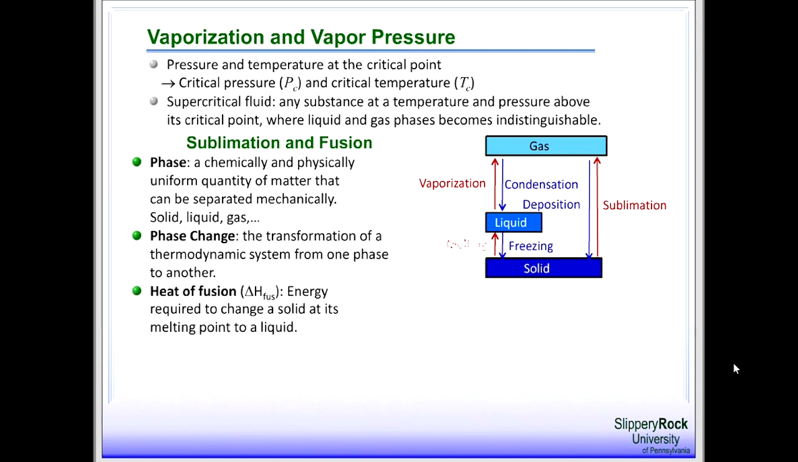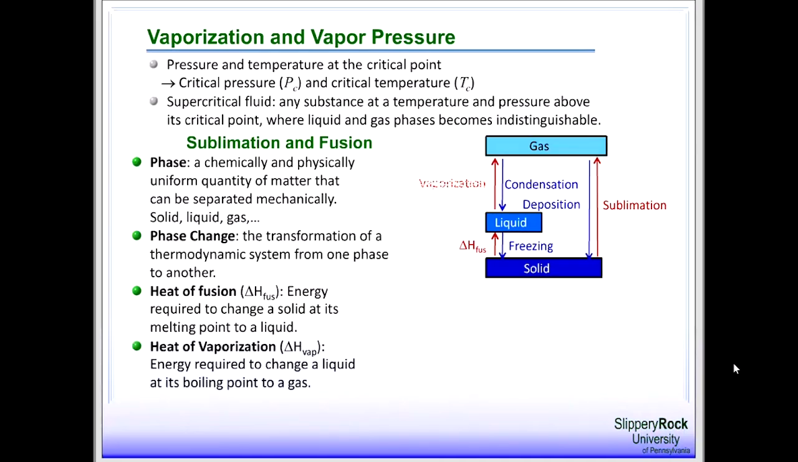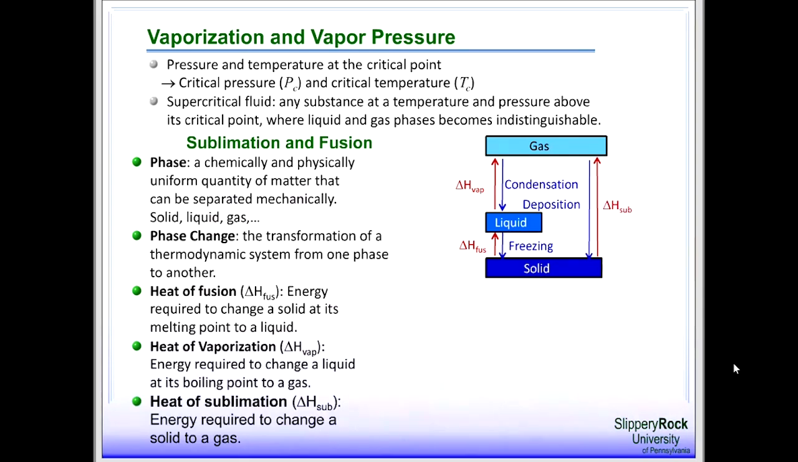Heat of fusion, or enthalpy of fusion, is the thermal energy that is required to change a solid at its melting point to a liquid. Heat of vaporization, or enthalpy of vaporization, is the thermal energy that is required to change a liquid at its boiling point to a gas. Heat of sublimation, or enthalpy of sublimation, is the thermal energy that is required to change a solid to a gas.